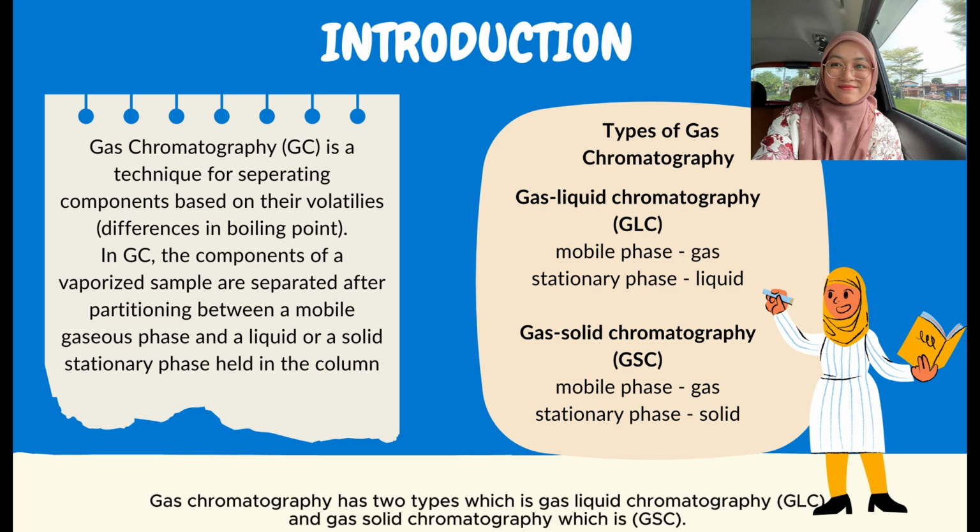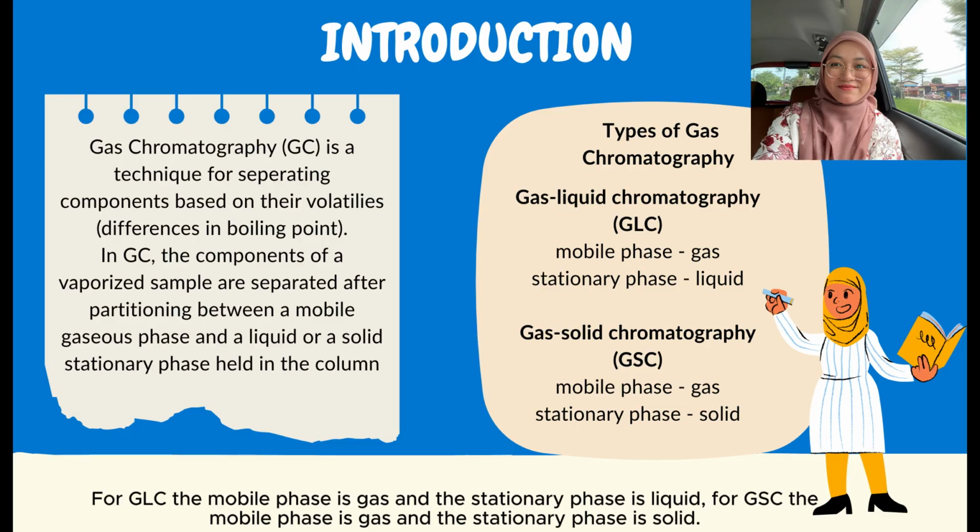So gas chromatography has two types: gas-liquid chromatography, GLC, and gas-solid chromatography, GSC. For GLC, the mobile phase is gas and the stationary phase is liquid. For GSC, the mobile phase is gas and the stationary phase is solid.